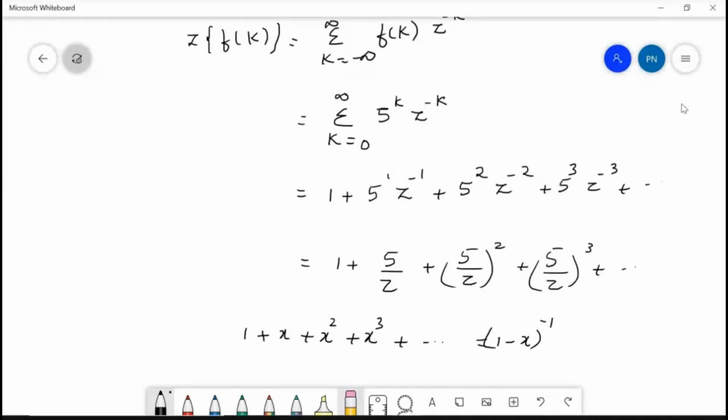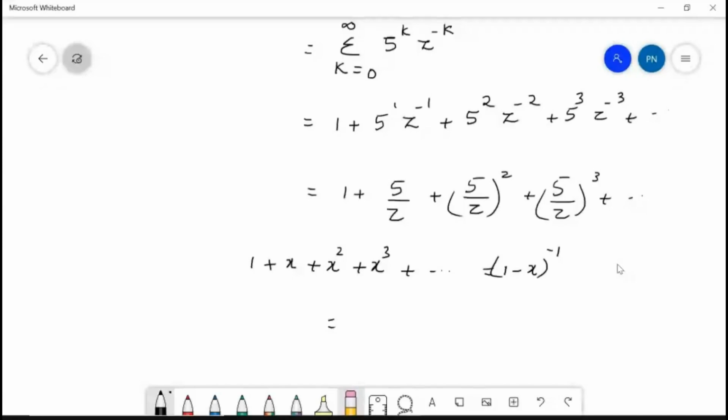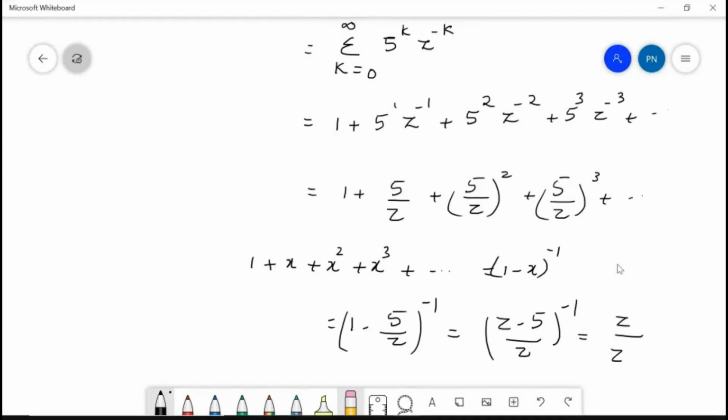So instead of x, we are having here phi by z. So now the series we can write as 1 minus phi by z whole raised to minus 1. Now this is equal to, if I take the LCM, z minus phi upon z whole raised to minus 1. Now here we are having whole raised to minus 1, which is the reciprocal of this. So the z transform of the given function is z upon z minus phi.